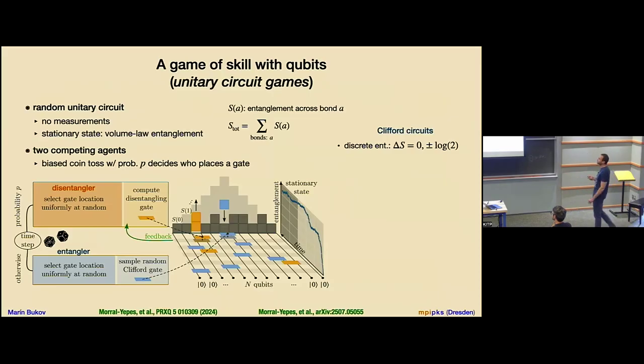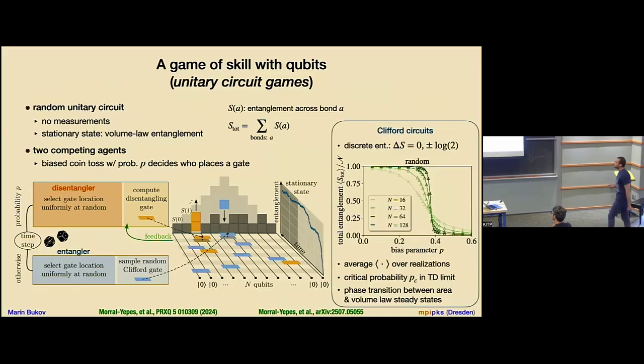As you can imagine, these two agents are essentially competing, and the name of the game is to prevent entanglement from building up, starting from a product state. This was introduced a couple of years ago in Frank Pollmann's group, and what they did is look at the total entanglement entropy as a function of this probability to play the game, the so-called bias parameter. There is some stochasticity in this game, so these quantities fluctuate, and one can also average over different realizations of this game.